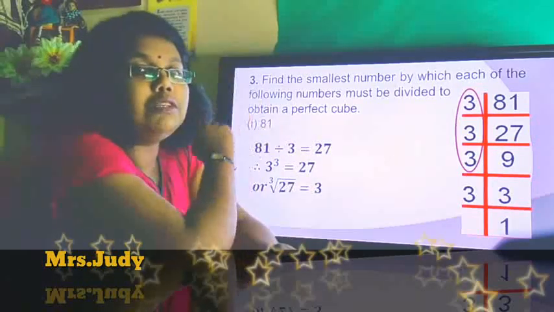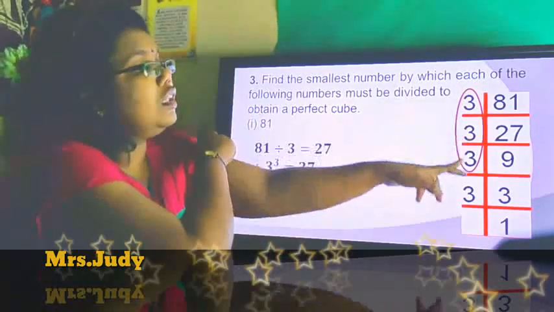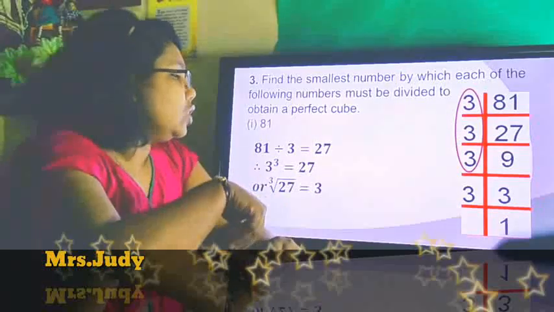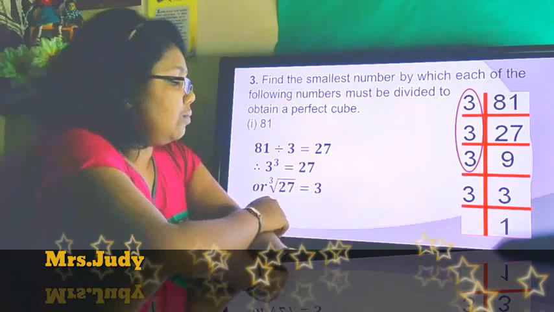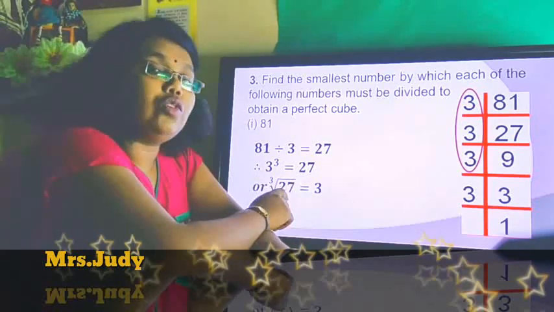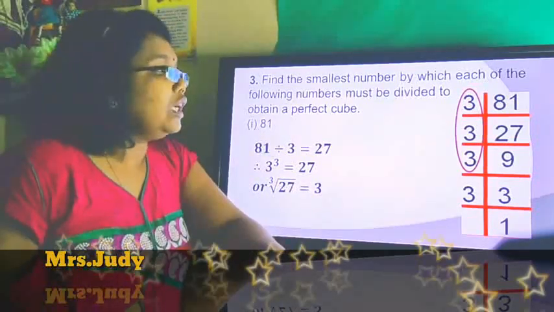Now this 27 is a perfect cube. Of which number? There are 3 3's, so 1 3 taken out. So that's your perfect number. That's the number whose cube is 27. So 3 cube is 27, or cube root of 27 is 3. That's how we'll write it.